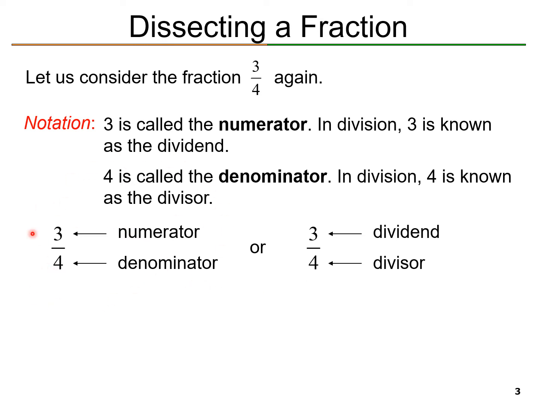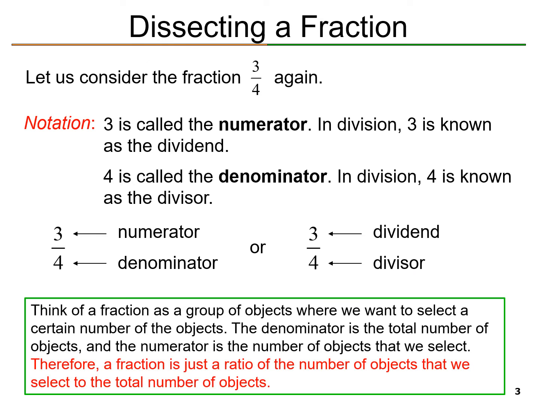In fraction language, the number above the horizontal bar, the 3, is called the numerator. In division language, the number above the horizontal bar, the 3, is called the dividend. In fraction language, the number below the horizontal bar, the 4, is called the denominator. In division language, the number 4 below the horizontal bar is called the divisor. So that's why I introduced you to division before fractions, because you need to understand division in order to be good at fractions.